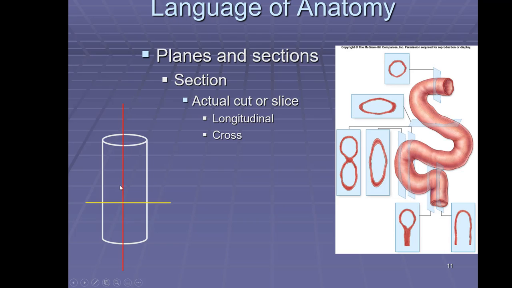And so we have two major types of sections that we can make. We can make what we call a cross section, which is where we cut across the long axis of a part of the body, or we can look at a longitudinal section. A longitudinal section is going along, or with, the longitudinal axis or the long axis of a structure. So cross section cuts across, longitudinal goes with the long axis.